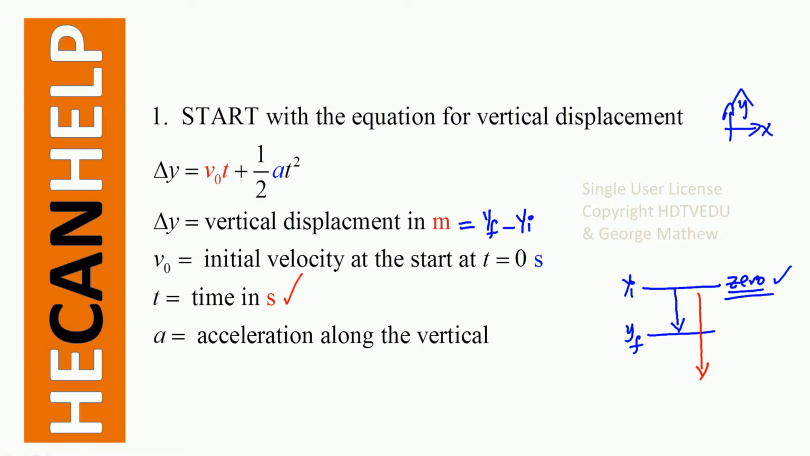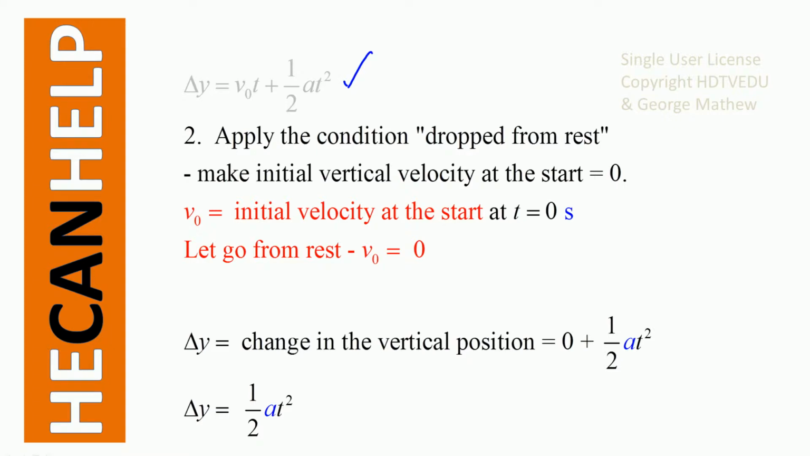So we have delta y is equal to v0t plus 1/2 at squared. Into that equation, we apply something that we know. What is it that we know? We know that it was let go from rest. It was dropped from rest. What does that mean? It means that the initial velocity is 0. If the initial velocity v0 is 0, that first term will go to 0. And then what are we left with? Just 1/2 at squared.